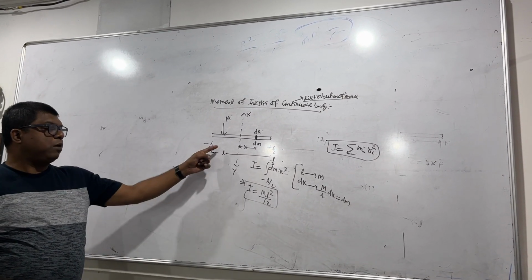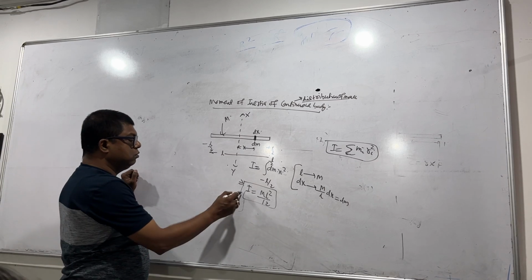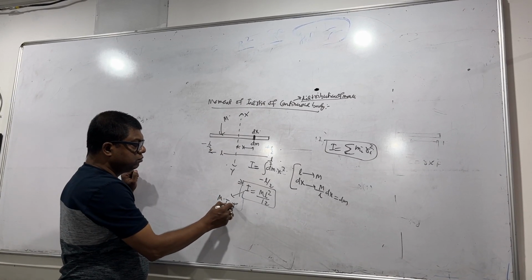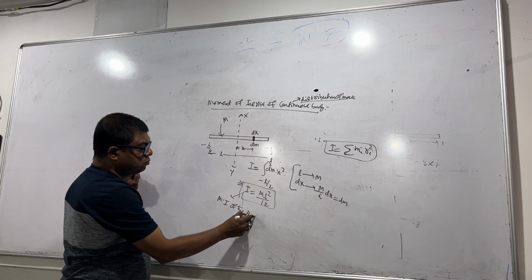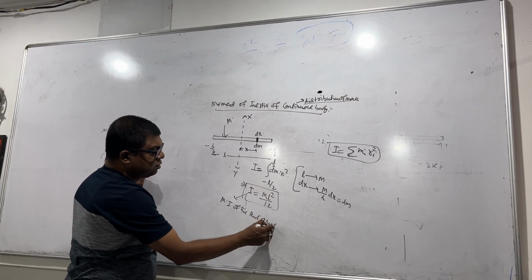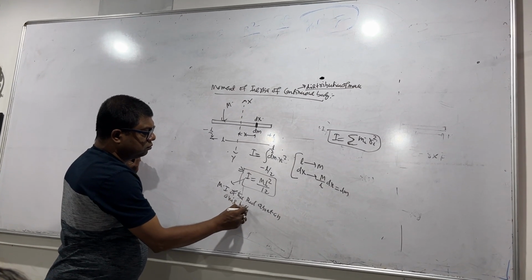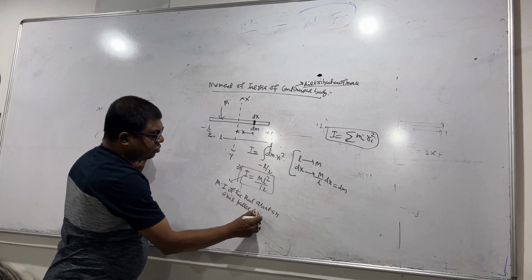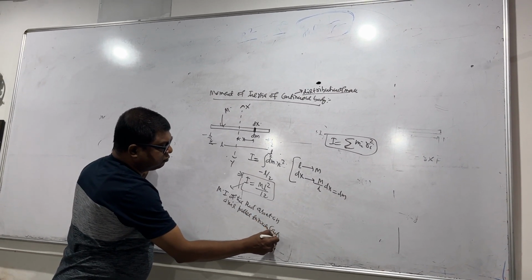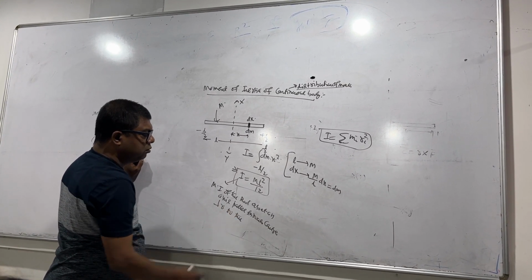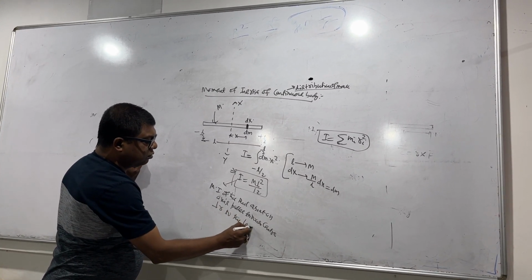So the moment of inertia of a rod about an axis passing through the center and perpendicular to the length of the rod is M L square by 12.